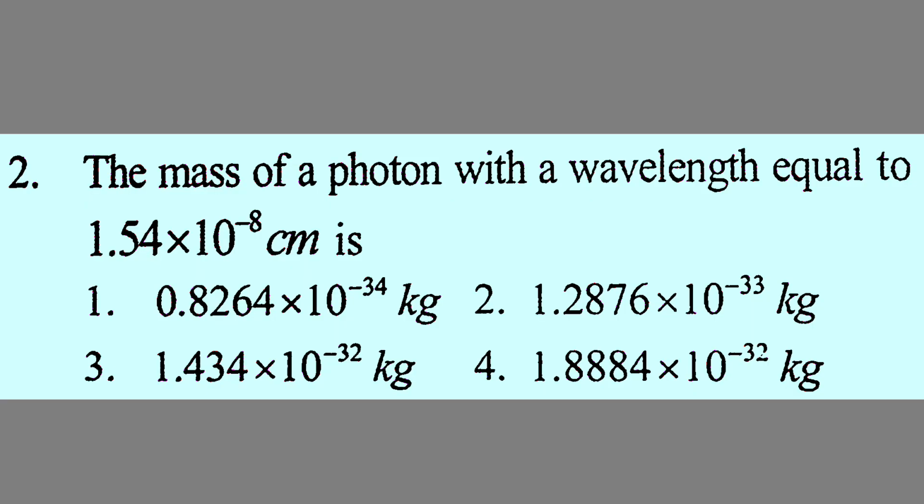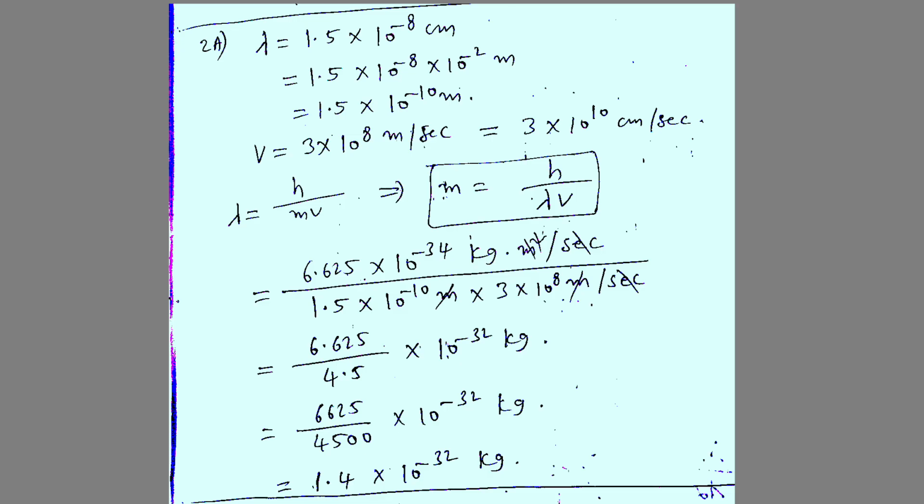Now the next problem is, the mass of a photon with a wavelength equal to 1.54 into 10 to the power of minus 8 centimeters is. Now let me do the answer. First let me write the values which are given in the question. Now all these values we have to substitute in this formula, then we get answer.